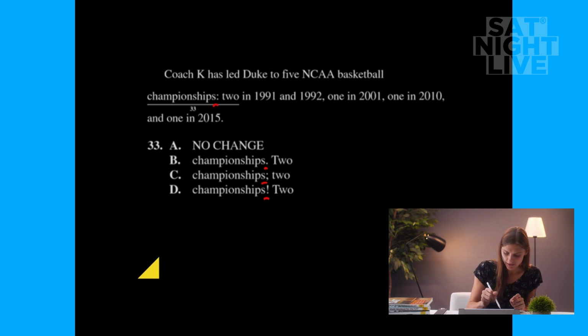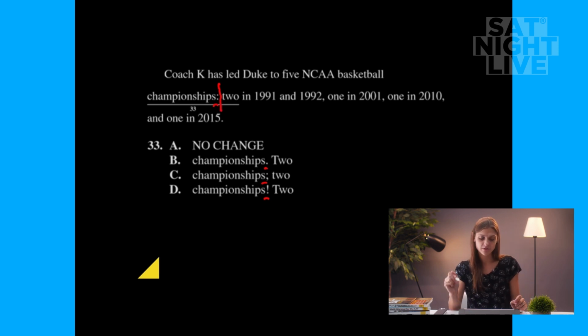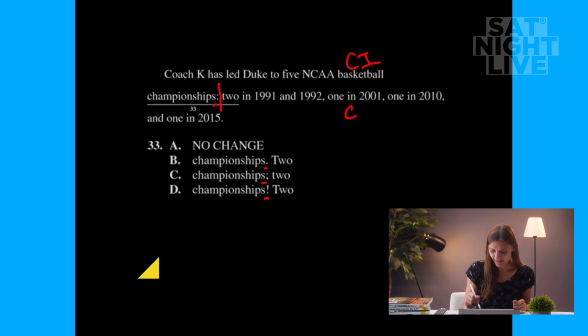Drawing that vertical line right after championships, right? Because that's where we see the punctuation changing. First part of the sentence, Coach K has led Duke to 5 NCAA basketball championships. That's complete. Let's mark it up, complete idea, complete sentence, it can stand alone. Now this next part, 2 in 1991 and 1992, 1 in 2001, 1 in 2010, and 1 in 2015. That can stand alone. That's a list of things. Oh, sorry, that's not complete. That is incomplete. All right, so that means that we do not want a semicolon, right?